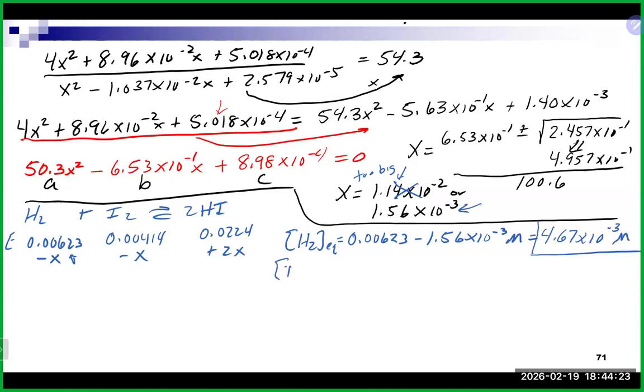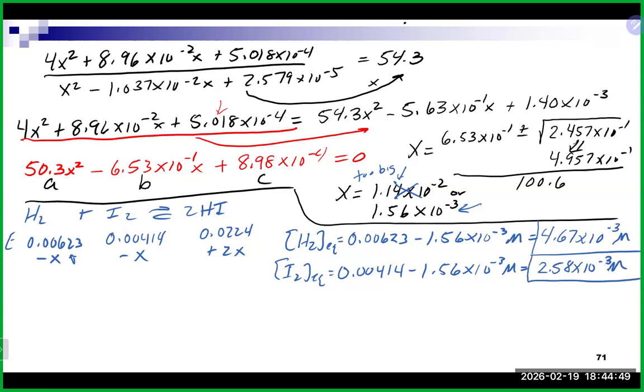For our I2, it will be 0.00414 minus our X, 1.56 times 10 to the minus 3 molar. So 0.00414 minus 1.56 times 10 to the minus 3. That's going to get us 2.58 times 10 to the minus 3 molar.